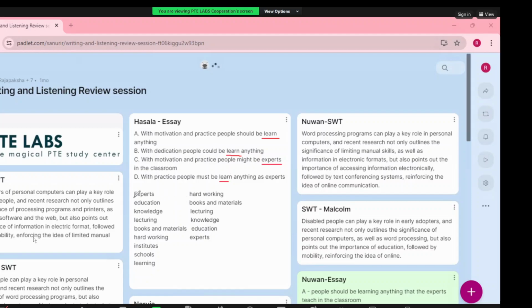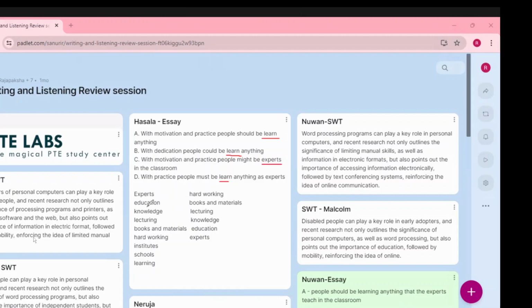Okay. Next, 1 to 9 blanks. Experts correct, education correct, knowledge correct, lecturing correct. Books and materials, you can't take chunks. It's better to avoid chunks. Let's take books, and for the other one, you can take materials.